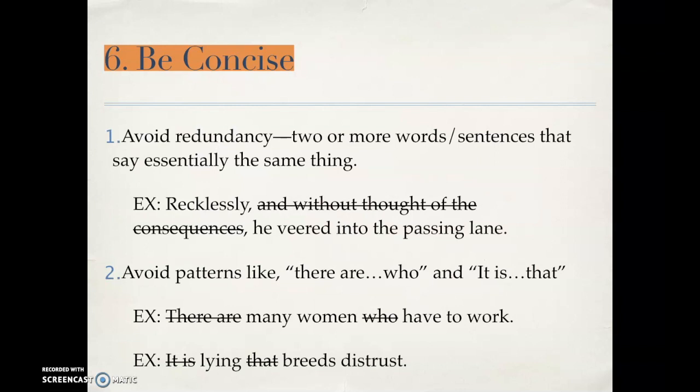Okay, redundancy is when you have 2 or more words or sentences that say essentially the same thing. Okay, for example, we start with the word recklessly, and then in between the commas it says, "and without thought of the consequences." But isn't recklessly the exact same thing as doing something without thought of consequences? Okay, so instead of saying recklessly and without thought of the consequences he veered in the passing lane, you can just eliminate without thought of consequences and say recklessly he veered into the passing lane. Okay, so again, avoid that redundancy by eliminating things that essentially say the same thing.